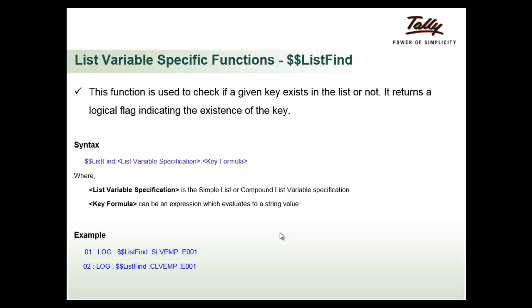That is, if you want to check if a given key exists in the list or not, then you use this particular function. By using this function, you can find out if a particular key exists in the list variable or not. It will return a logical flag indicating the existence of the key. If that keyed element is already present, then it gives yes. If that key is not present, then it returns no.